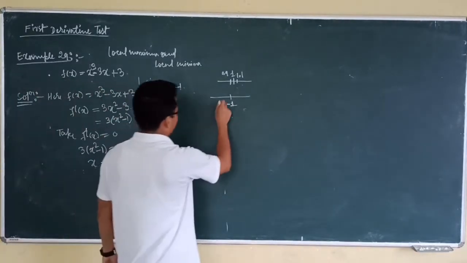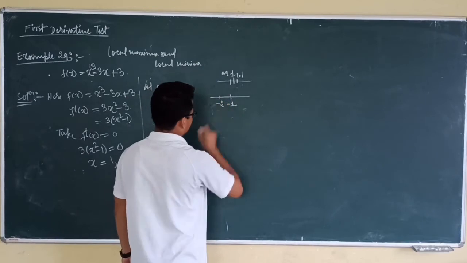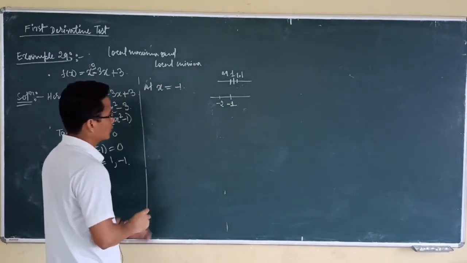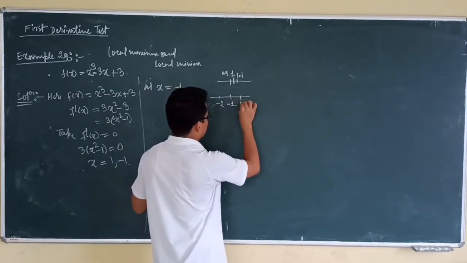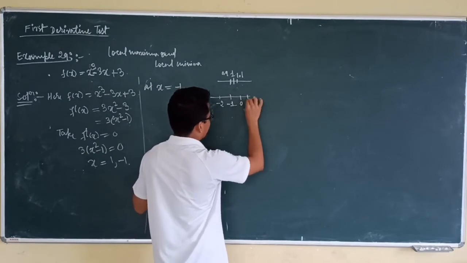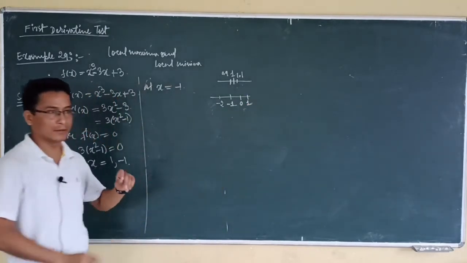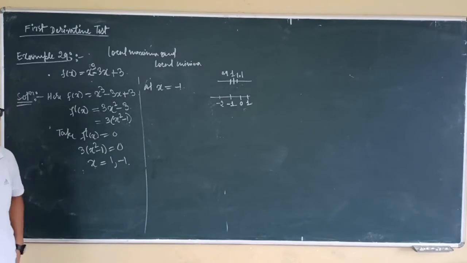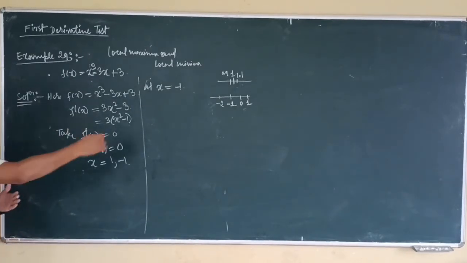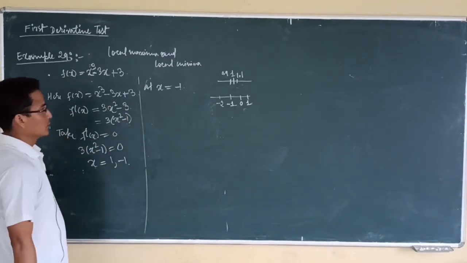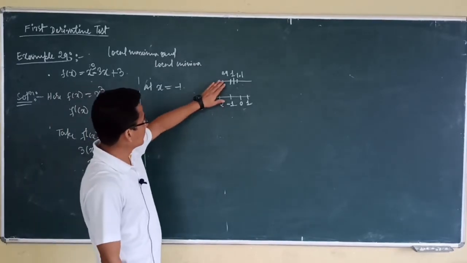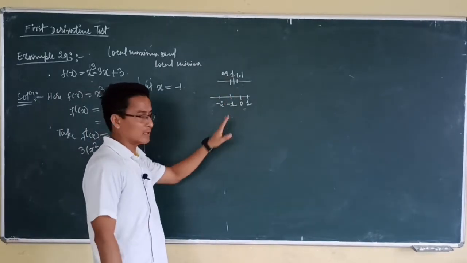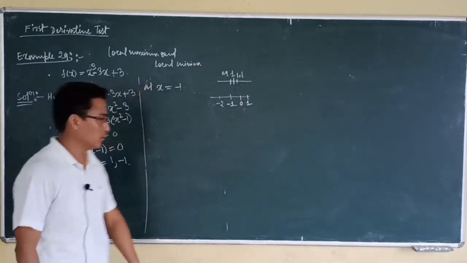On the left hand side, just take minus 2. On the right hand side, the next point is 0. If you take 1, it's also okay. But we have to travel left to right, so I'm ignoring that point and I will take the solid value.